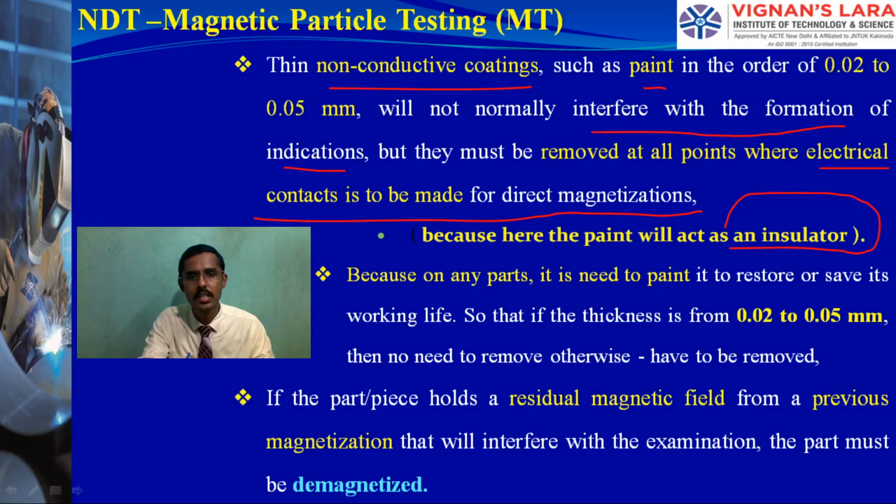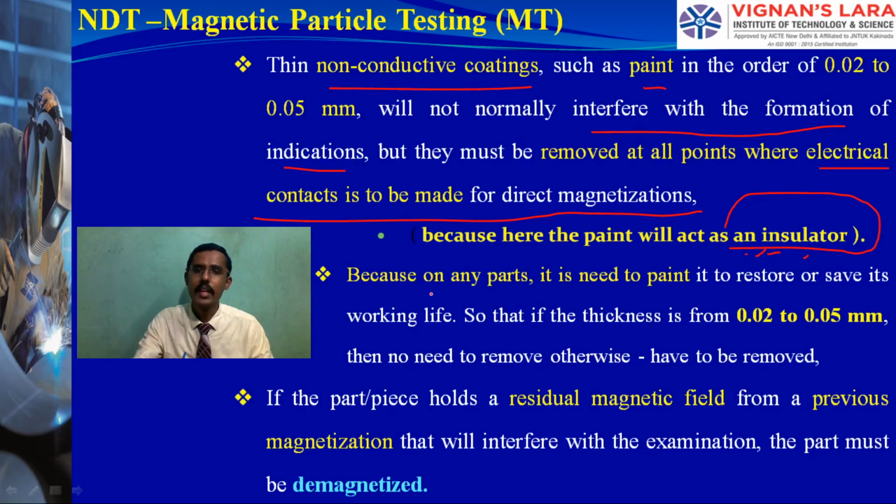So some difficulty is there with non-conducting paint coatings. It should be removed. That's it, because the paint will act as an insulator here. So it is given here: the paint will act as an insulator. So this is the point.